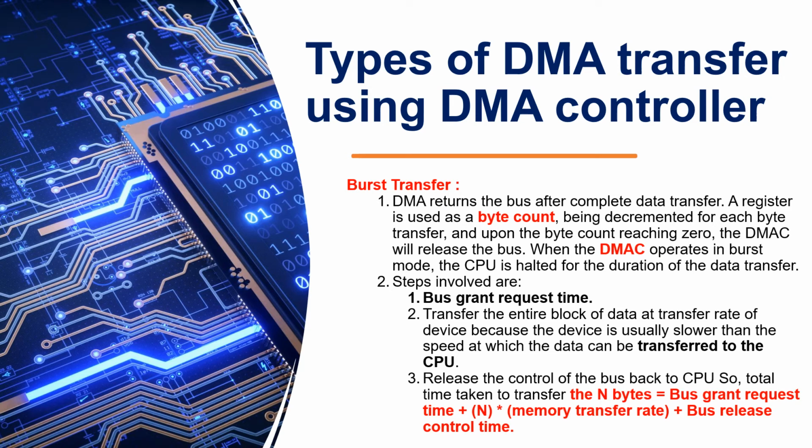Steps involved are: bus grant request time. Transfer the entire block of data at transfer rate of the device, because the device is usually slower than the speed at which the data can be transferred to the CPU. Release control of the bus back to CPU. So total time taken to transfer the n bytes equals bus grant request time plus n times the memory transfer rate plus bus release control time.